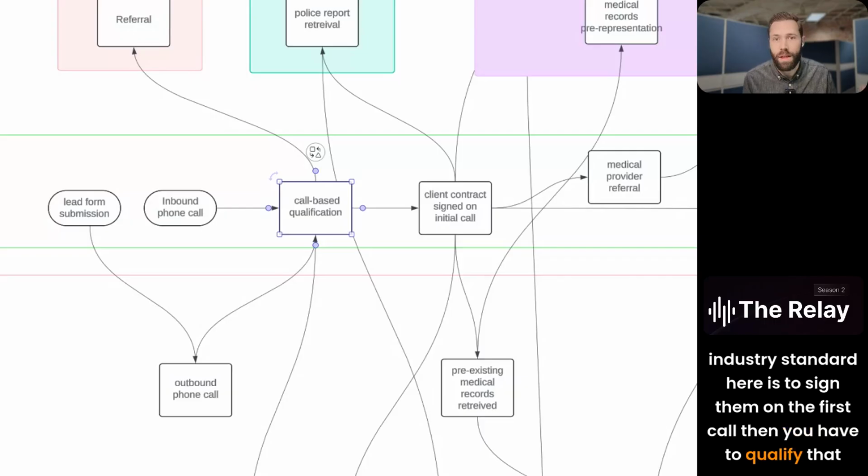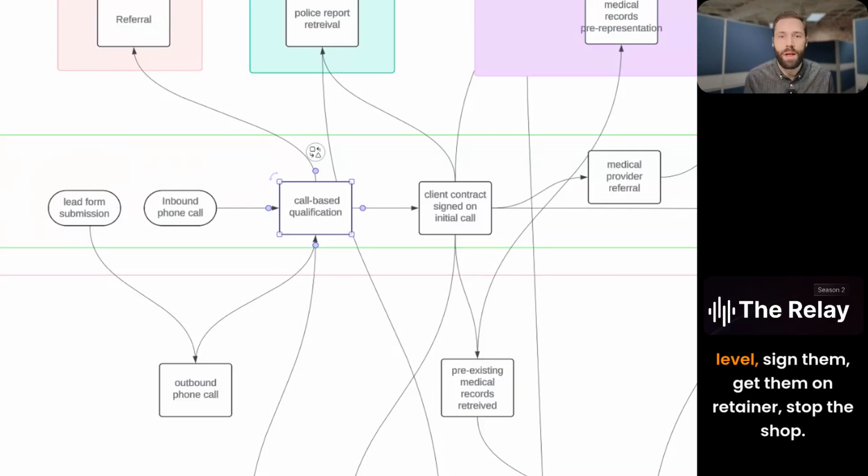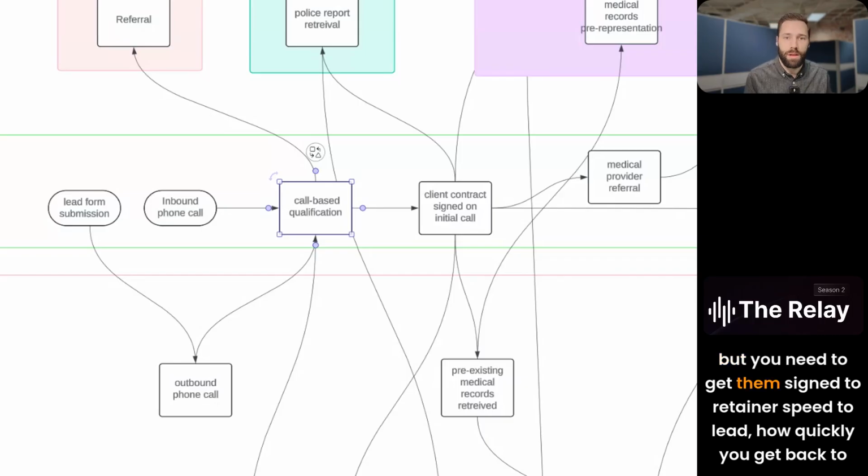Then you have to qualify that person on the call, but it's pretty easy to qualify an MVA claim at a high level. Sign them, get them on retainer, stop the shop. From there, there may be additional information that needs to be gathered. That's fine, but you need to get them signed to a retainer.